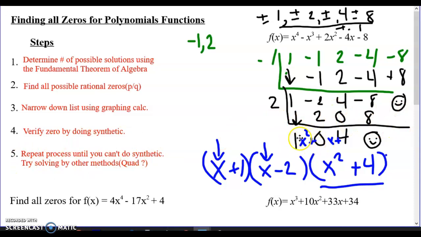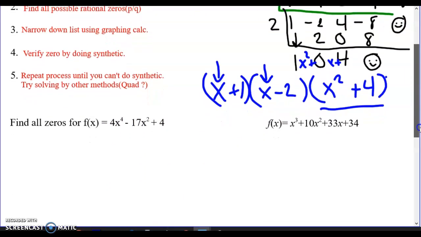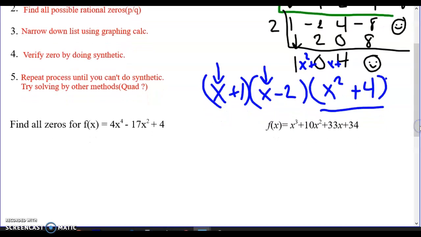I always go down to an x squared, and then I try some other methods. Well, in this case, it was x squared plus 4, so I knew we've got some imaginary solutions. So now let's come back to this one. 4x to the 4th minus 17. So I would like you to go through and find all of your possible rational zeros.